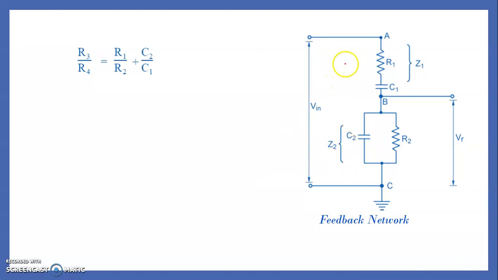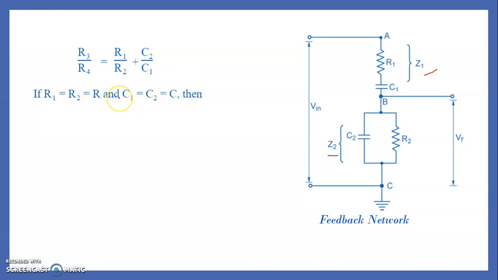Just look at the circuit diagram. We have taken only the nodes AB and BC. So already we have told these are the frequency sensitive arms. AB node has a series combination of R1 C1 and BC node has a parallel combination of R2 and C2. This parallel combination is collectively referred to as Z2 and this series combination is referred to as Z1. Clear? Right.